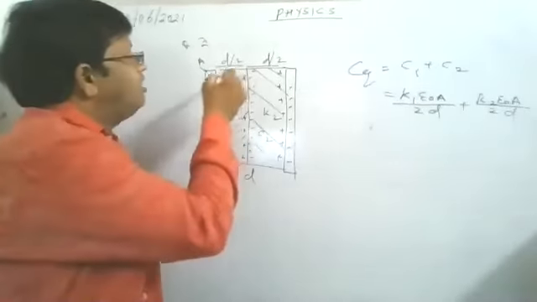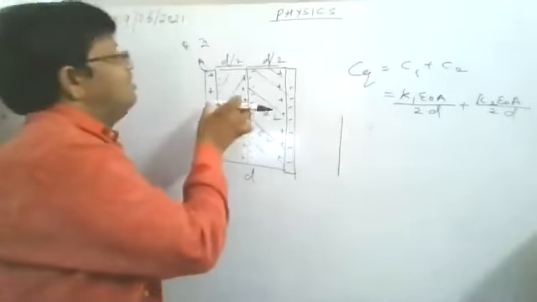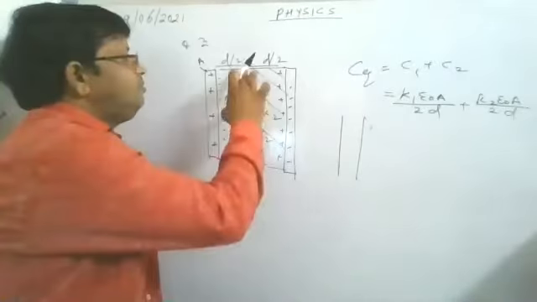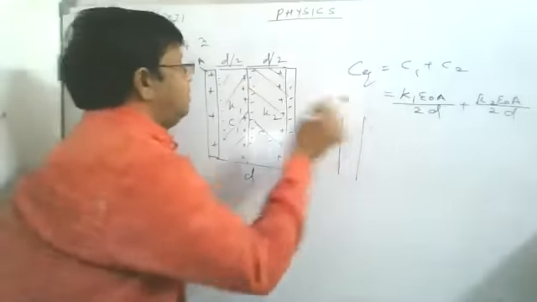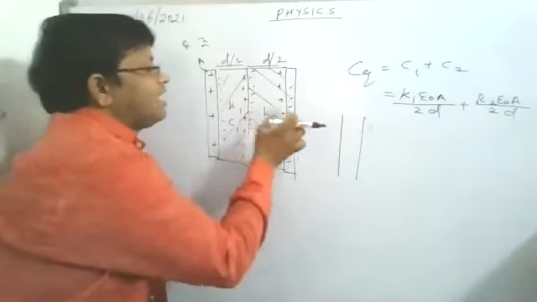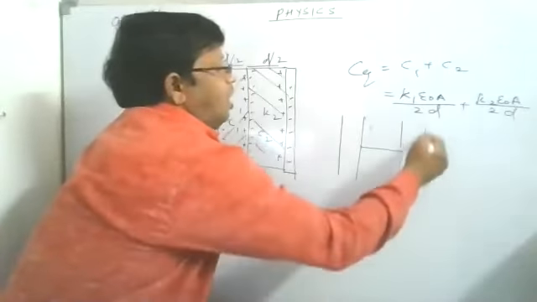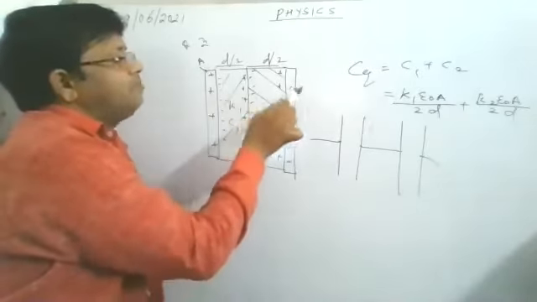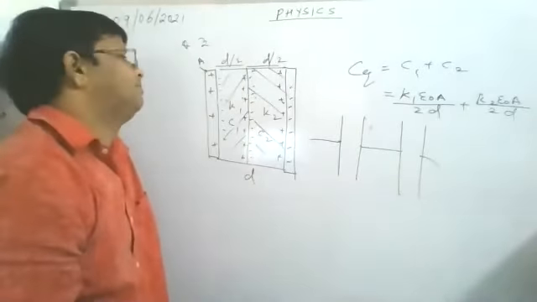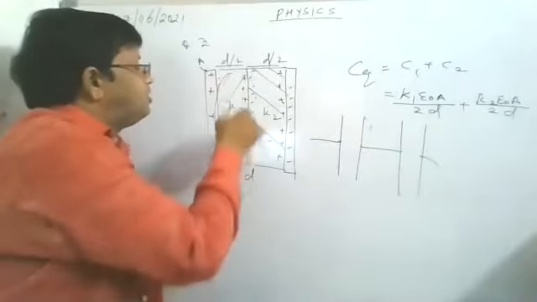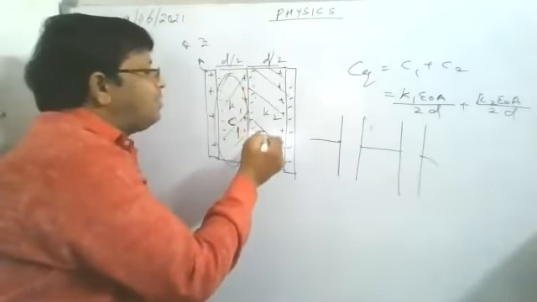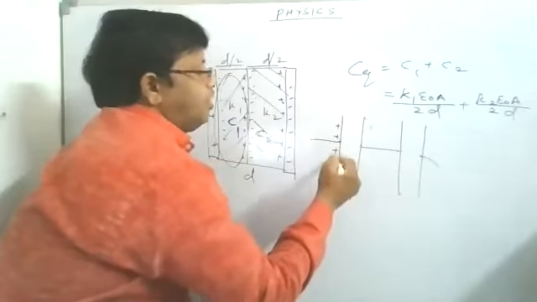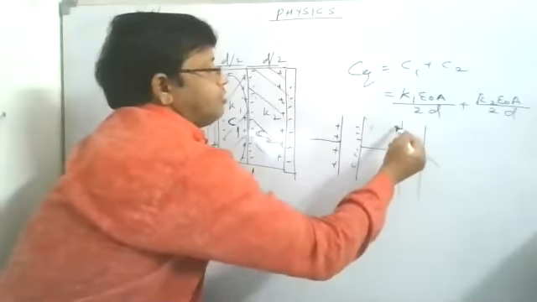See here, beta. Assume this positive, negative. Positive, negative. This is one capacitor. This is the second capacitor. How are they connected? Plus, minus, plus, minus, plus, minus. This is the first capacitor C1. This is the second capacitor C2. How are they connected? They are connected in series.